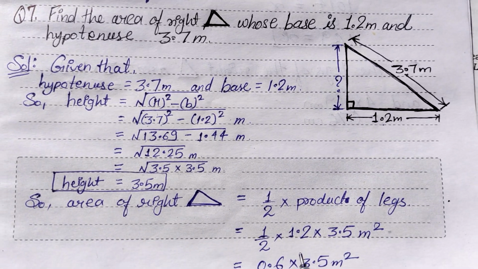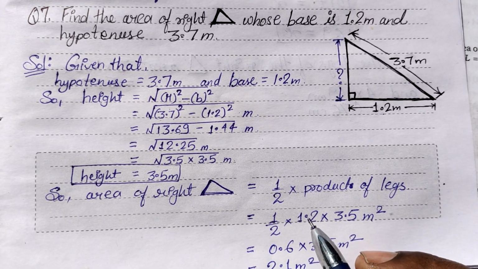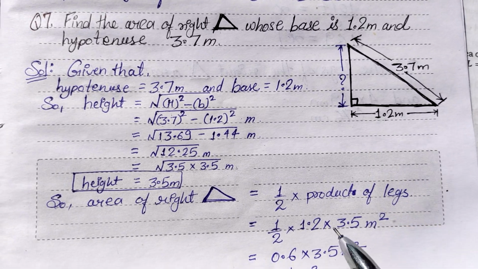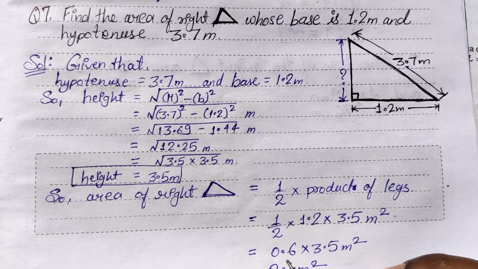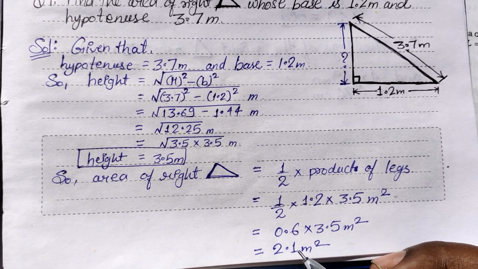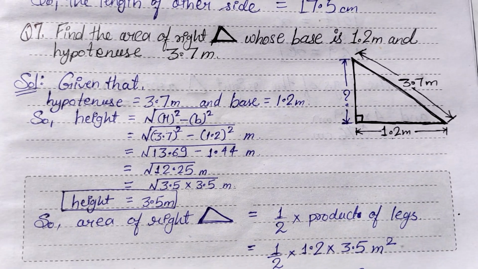So area of this right triangle is equal to 1 by 2 into product of its legs. So the leg 1 is 3.5, leg 2 is 1.2, so multiply it. We have 0.6 into 3.5 and it is 2.1 meter square, the area of this right triangle. Now moving on, next.